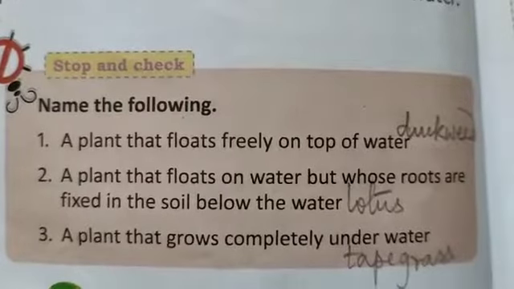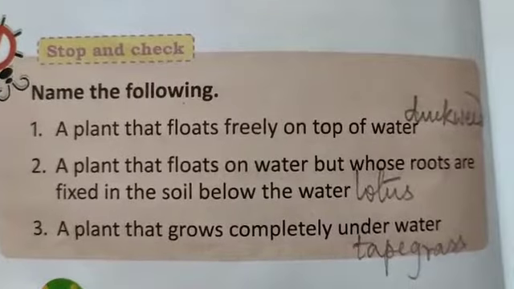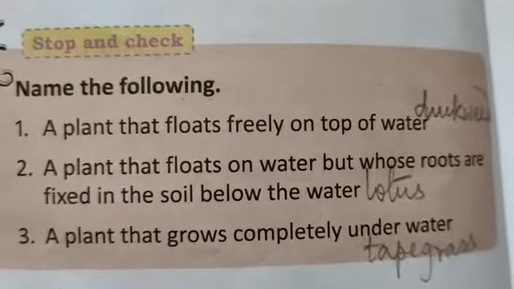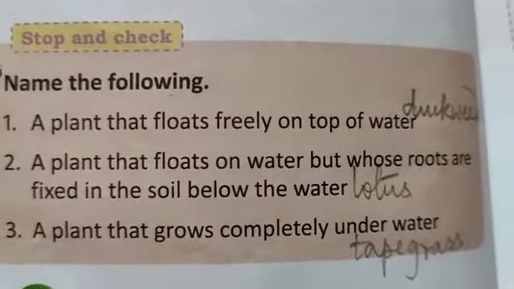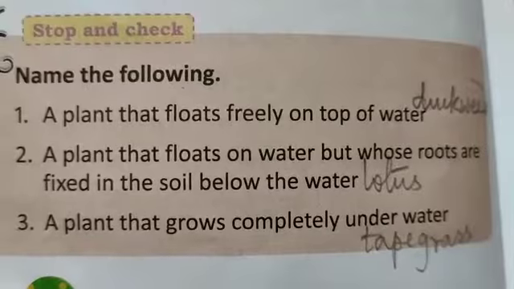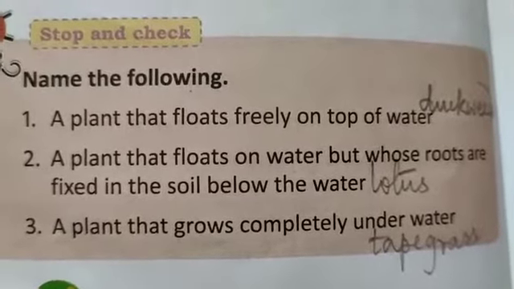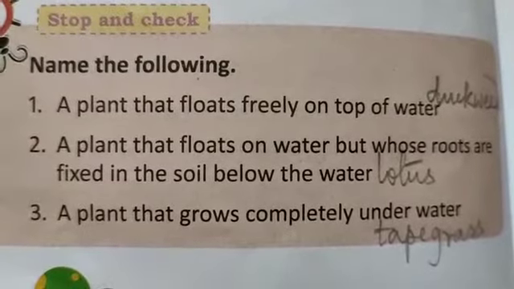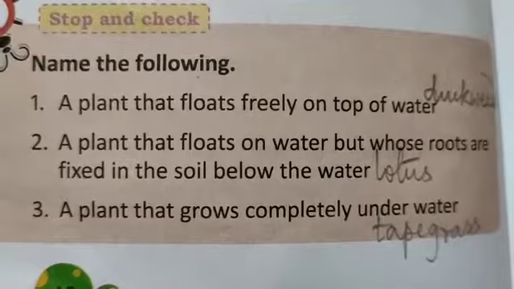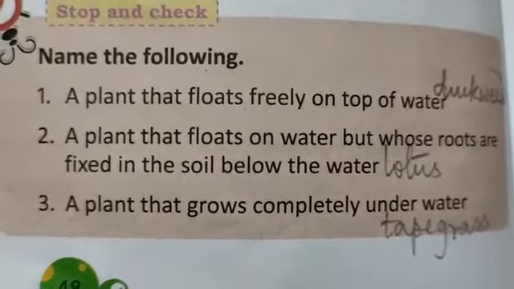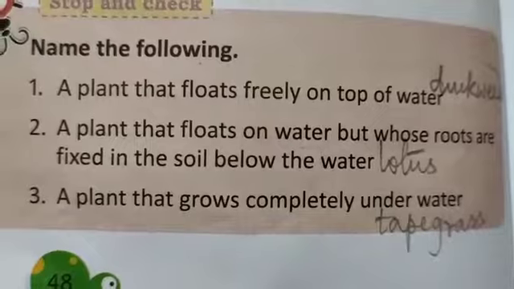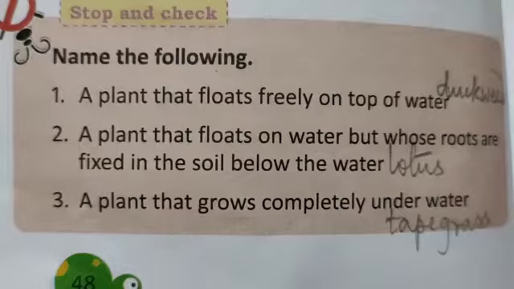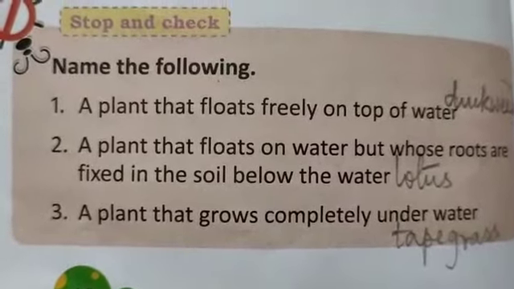Now, let us look at stop and check. A plant that floats freely on top of water. You know the names now. You can write duckweed, D-U-C-K-W-E-E-D. A plant that floats on water but whose roots are fixed in the soil below the water: lotus, L-O-T-U-S, or water lily. A plant that grows completely underwater: tape grass, T-A-P-E-G-R-A-S-S.